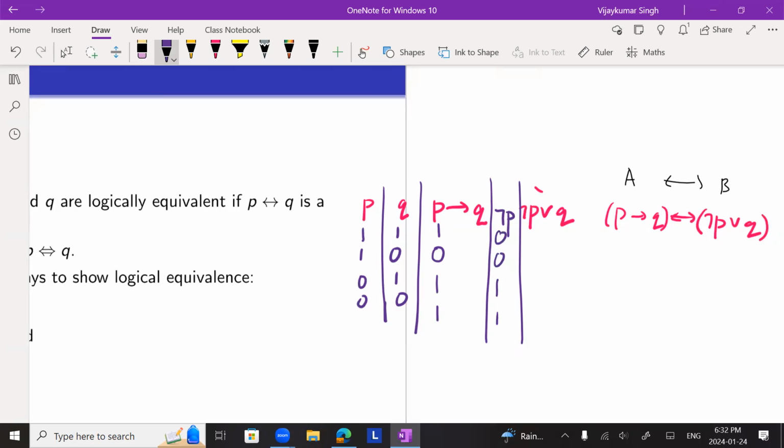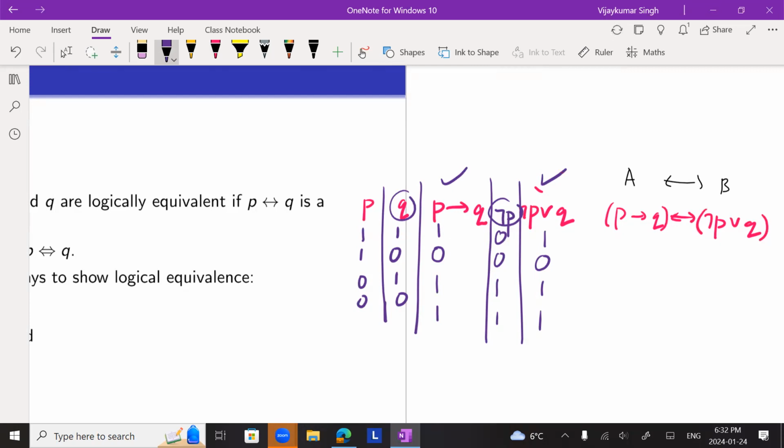So negative P or Q is going to be, let's look at these two tables, okay? So it's going to be 1 here, 0, 1, 1. Do you see these two tables? They have exactly the same distribution. So again, saying two things have exactly the same distribution is not that fancy, right?